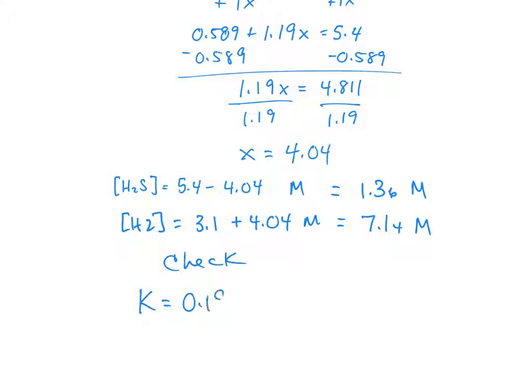Because we know that K should be equal to 0.19, so you can know if you've solved these problems correctly. We have H2S, 1.36. I'm leaving that 6 there. Over 7.14 at equilibrium. And that'll give you the correct answer, 0.19. So if you don't use that extra digit, you get something like 0.18 or something. It was slightly different. But if you leave that second decimal place, you end up with the right number. Does that make sense? Okay.